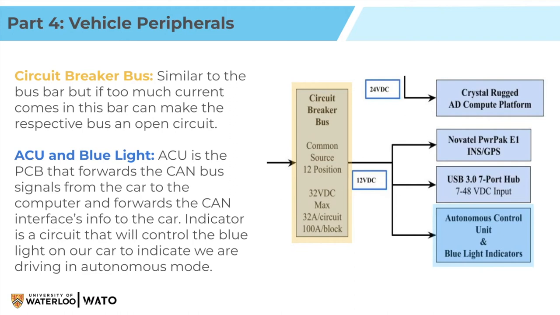And then the blue light indicators. Just to give more context, why do we even have a blue light? In the SAE AutoDrive Challenge, we were required to have a blue light to indicate to surrounding pedestrians and people that we're driving the car in autonomous mode. So this is a requirement from the AutoDrive Challenge where we needed to turn on this light whenever we're driving autonomously. The circuit and the hardware that controls that blue light operation is going to require 12 volts DC for its power.